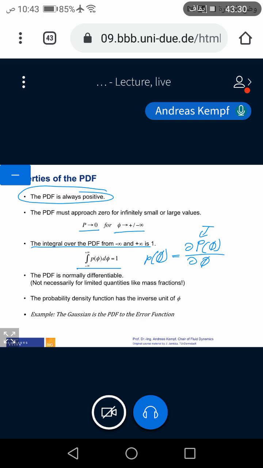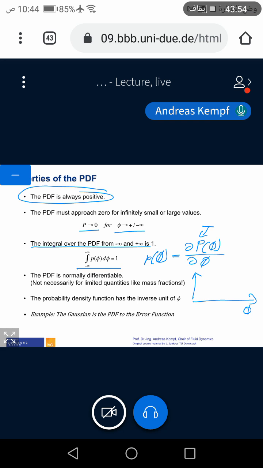You might have cases, let me quickly elaborate, where you look at the mixing of fuel and oxidizer in a combustion chamber. Let's say we mark fuel with a value of 1 and mark oxidizer with a value of 0. And now you might have a PDF that is as follows.